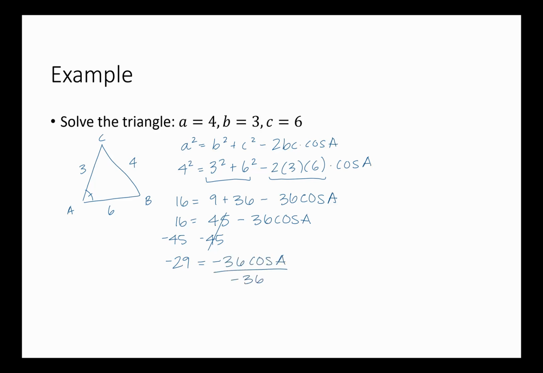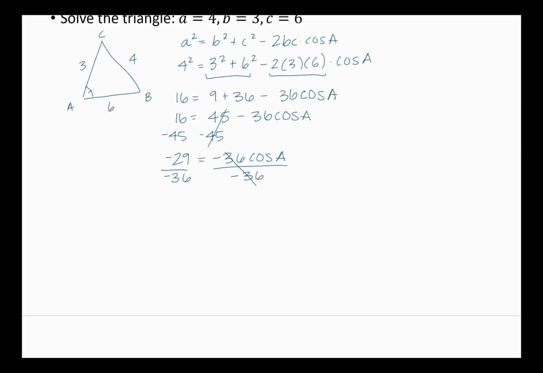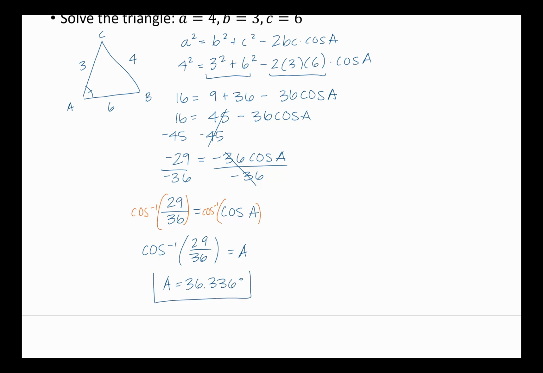Now I can divide by negative 36. And so what I end up getting, these become positive. 29 over 36 is equal to cosine of A. I'm going to give myself a little more room here. Now I want A, so I take the inverse cosine of both sides. And so what I'm left with is the inverse cosine of 29 over 36 equals A. And then when I plug that into my calculator, I get 36.336 degrees. And so that's what this angle is going to equal.